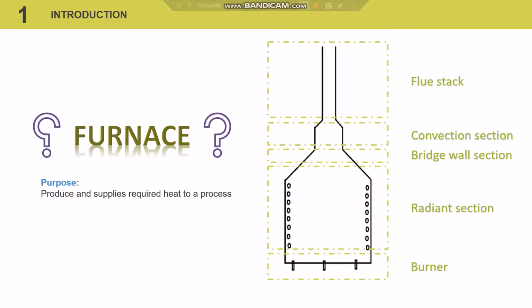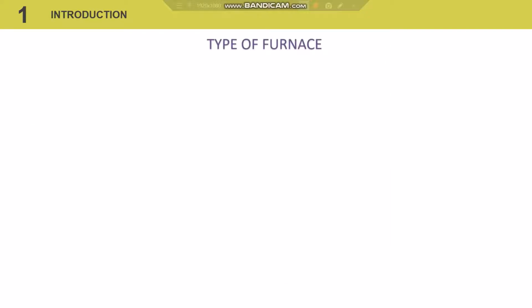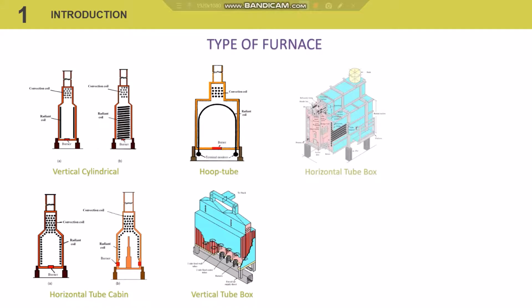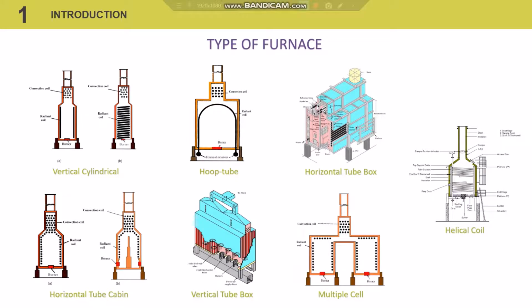the flue gas stack. There are a few types of furnace available, such as vertical cylindrical, horizontal tube cabin, hoop tube, vertical tube box, horizontal tube box, multiple cell, and also helicoil. The furnace is differentiated by its duty. For my equipment, I have chosen the vertical cylindrical as it has the duty of 150 MBTU per hour. This is suitable because the duty obtained from Icon is only 104 MBTU per hour.